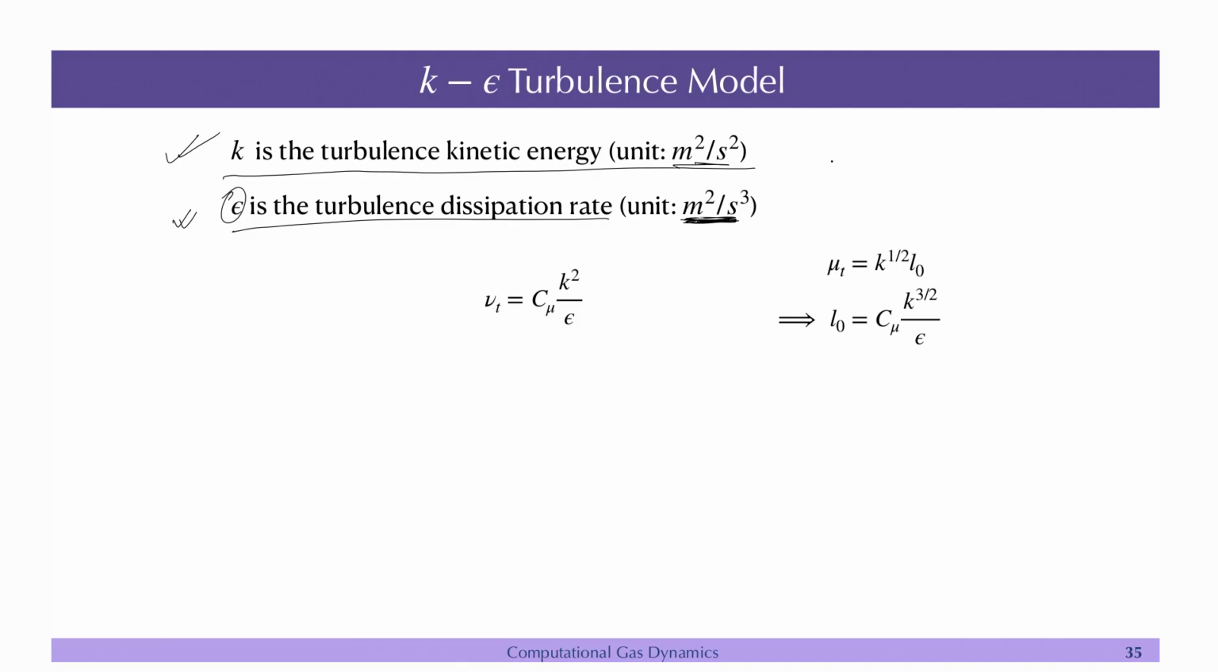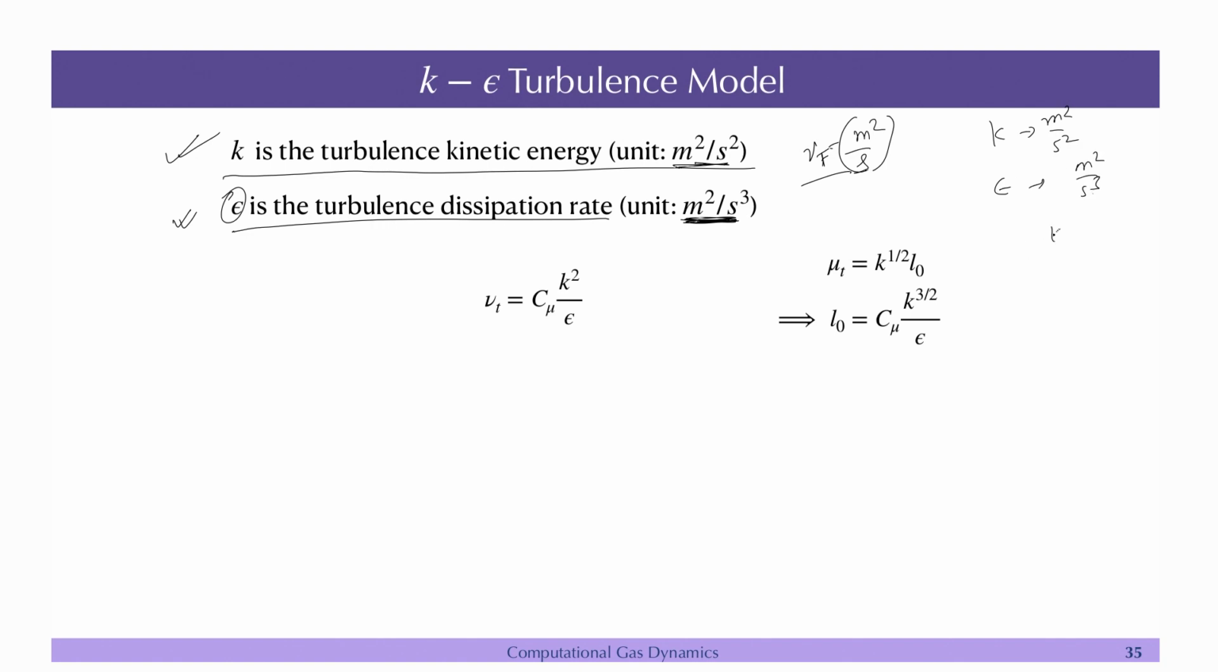The idea is to get some quantity which is basically meter square per second, right. So, how do we get that? Why? Because this is the unit of nu t, right. So, how do you get this? You have k, which is meter square per second square, and dissipation rate, which is meter square per second cube.